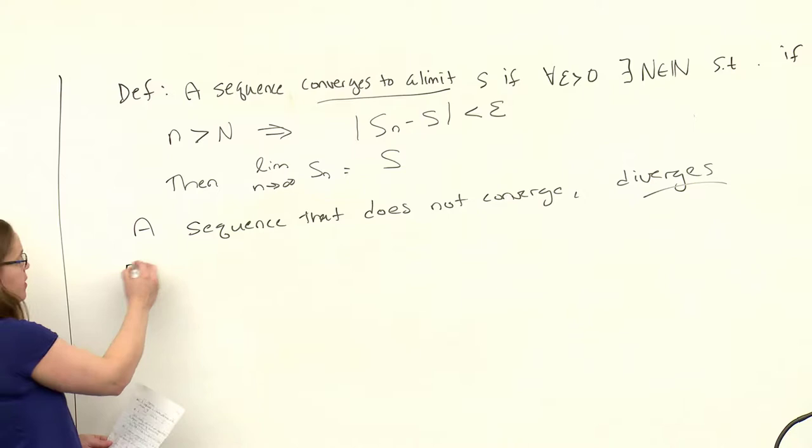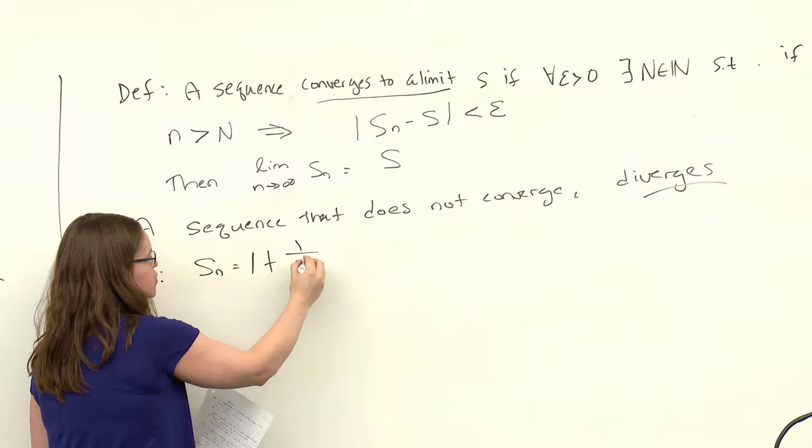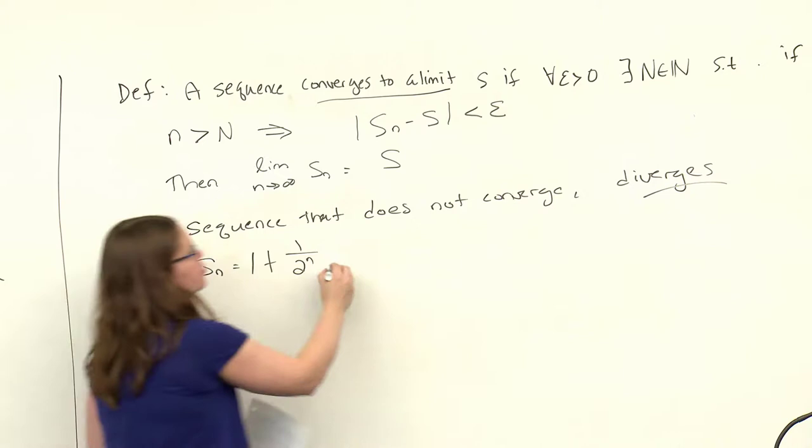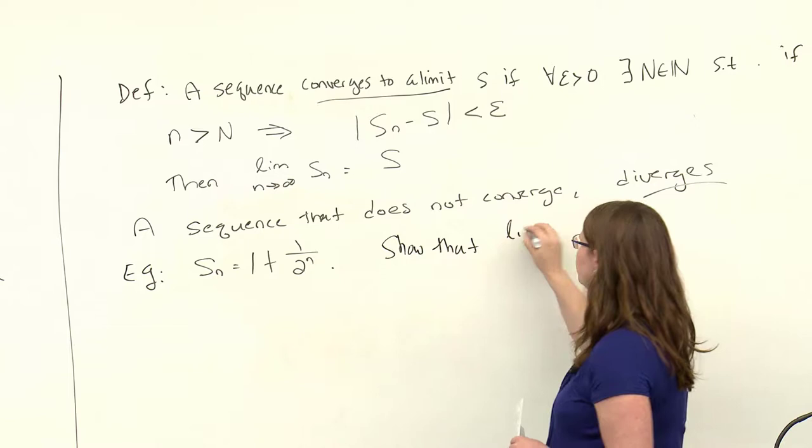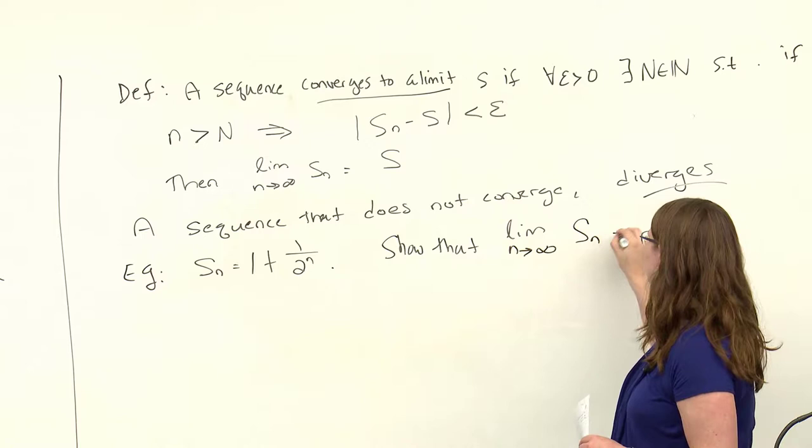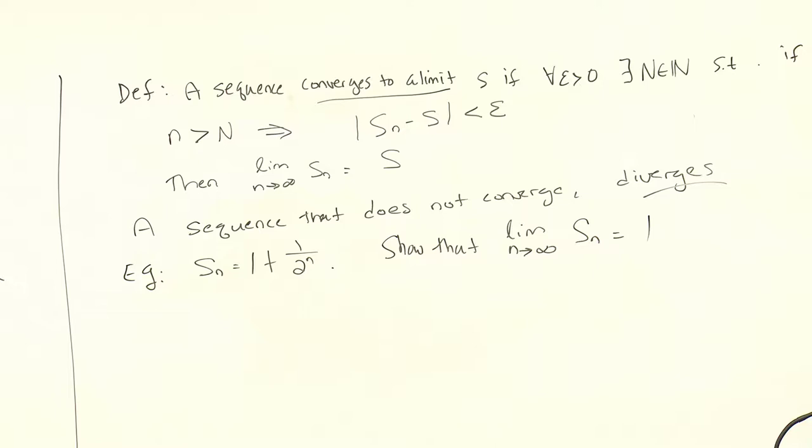If I take Sn equals 1 plus 1 over 2 to the n, and we want to show that there's a limit. Now for these sequences, whenever we're taking a limit, we're taking the limit as n goes to infinity. And we want to show it's equal to 1. Okay, and again, you know how to do these problems, right? We pick our epsilon.